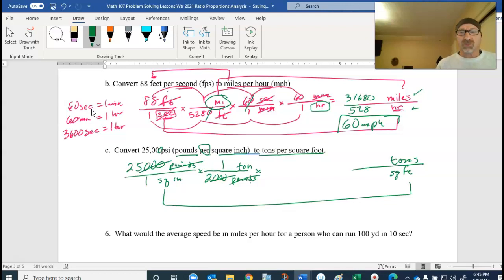A square inch is not the same as an inch, and a square foot is not the same as a foot. So we know that 1 foot is equal to 12 inches, right? But a square foot is something that's 1 foot by 1 foot square. Okay? Well, something that's 1 foot by 1 foot is also 12 inches by 12 inches.